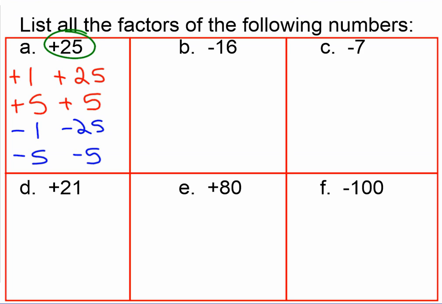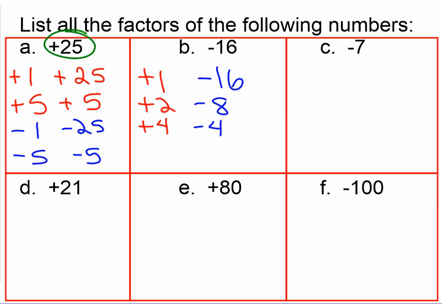If I was to go ahead and do letter B, and I was thinking about the factors that multiply to a -16, well, I know that in order to get a negative, I need to have a positive and I need to have a negative. Well, I could have a +1 and a -16. I also could have a +2 and a -8. I also could have a +4 and a -4.